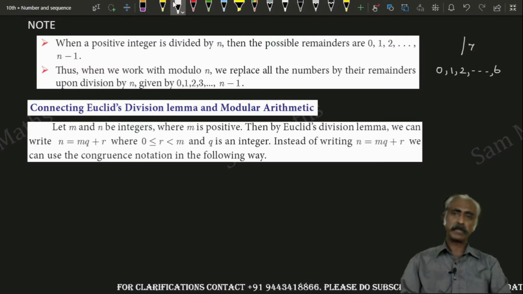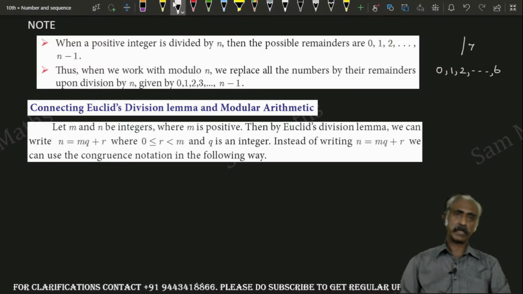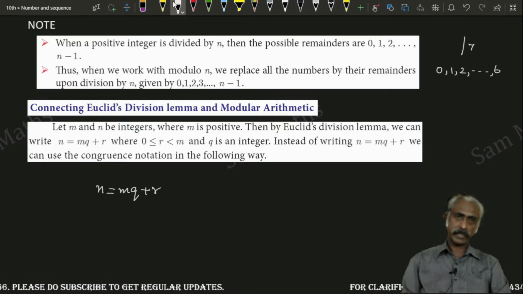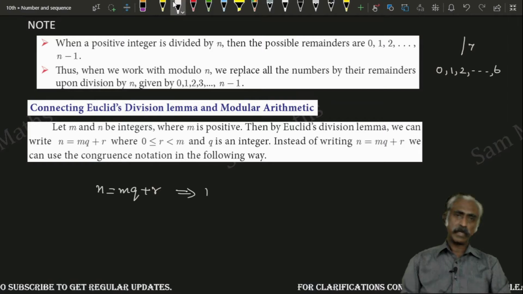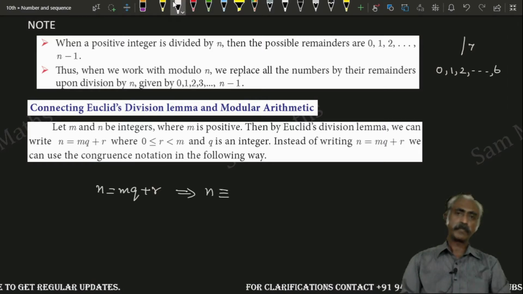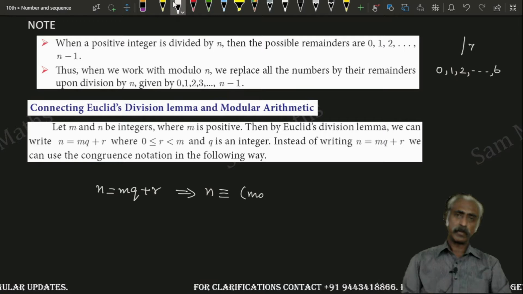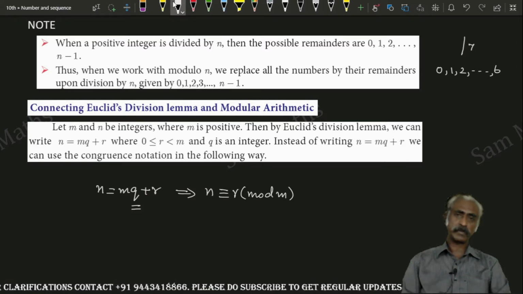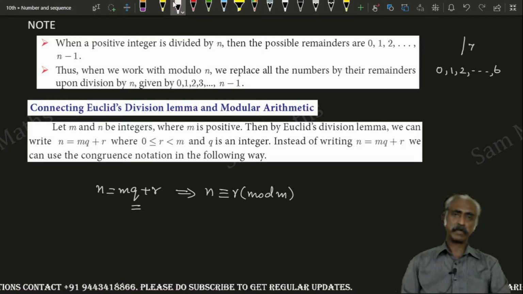Instead of writing n is equal to mq plus r, we can use the congruence notation in the following way. That is, see here, n is equal to mq plus r. This we can write as n is congruent to r, here we are using mod m. Here I told you q is the quotient, r is the remainder. Remainder alone we used to write here. This is the meaning of this.